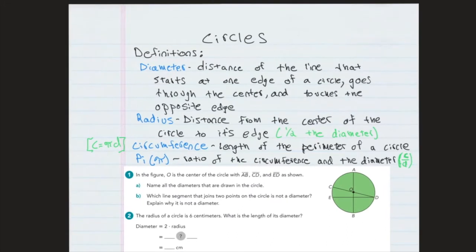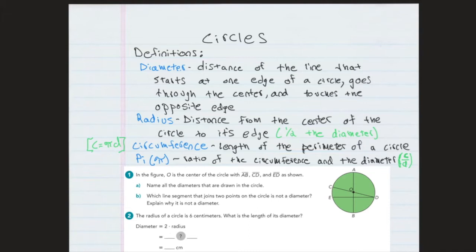The diameter is the distance of a line that starts at one edge of a circle. So if you see this green circle, let's say that line starts at point C. So it starts at one edge of the circle, goes through the center, and touches the opposite edge. So that would be point D. So C to D, or the line segment CD, would be the diameter of that circle.